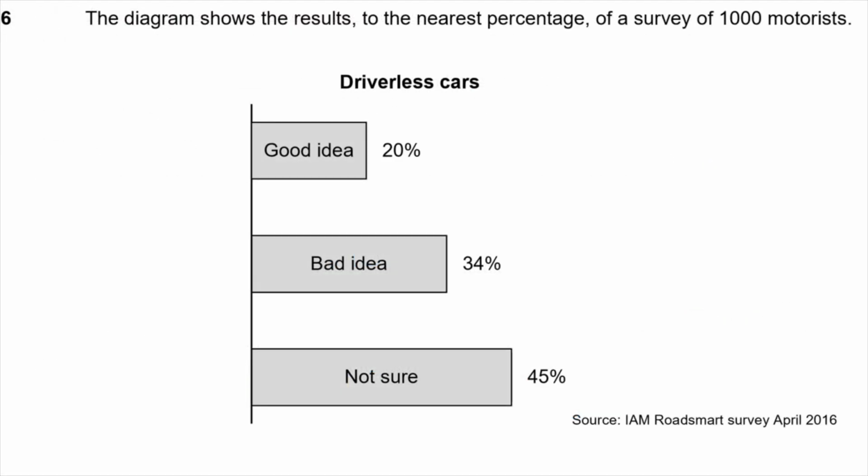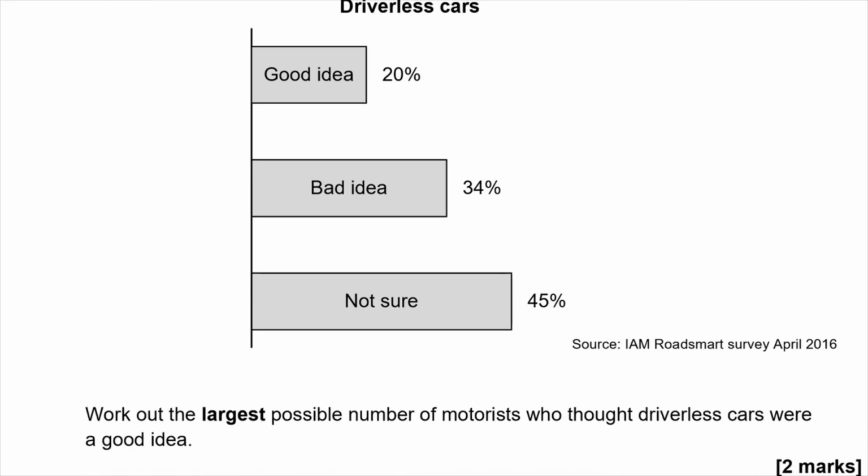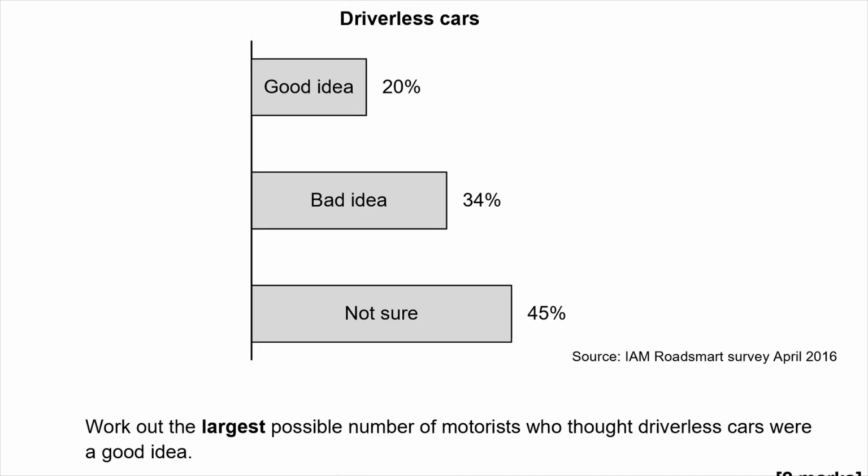The diagram shows the results to the nearest percentage of a survey of 1,000 motorists. Driverless cars. Good idea, 20% think it is. Bad idea, 34% think it is. And not sure, 45% think it is. Interestingly, they don't add up to 100%, do they? Right, work out the largest possible number of motorists who thought driverless cars were a good idea.